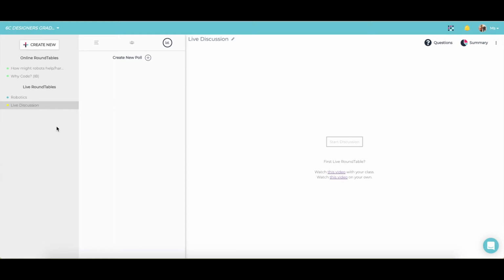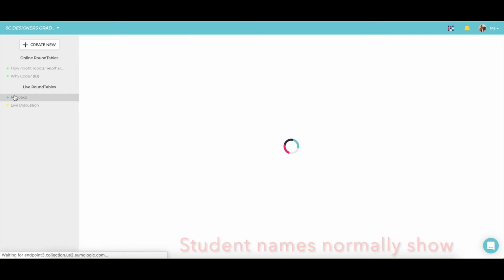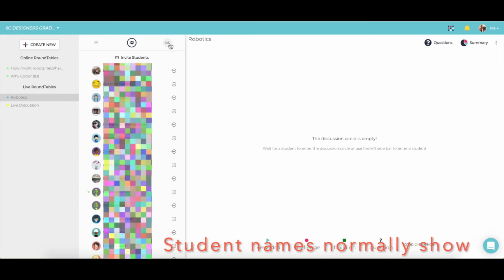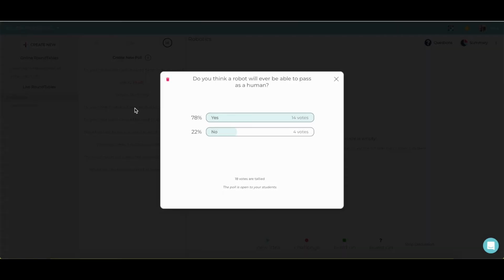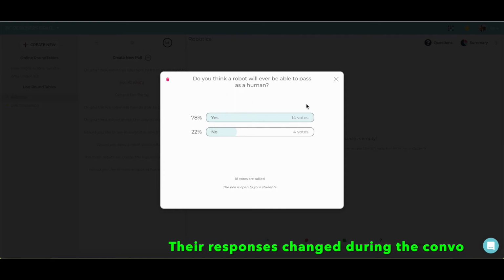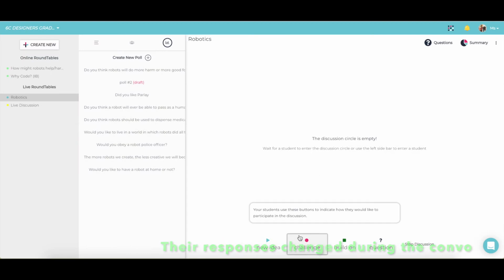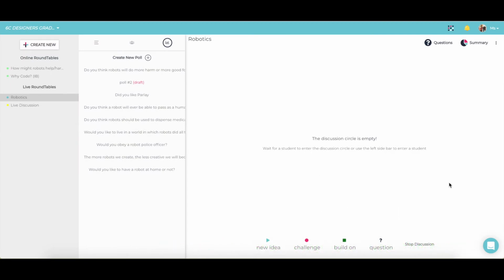So I'm going to pop into my actual one I had. The very first poll was, do you think that robots will ever be able to pass as a human? And then I got them to tap in. So they can choose new idea, challenge, build on, or question. Obviously in that very first part, they're going to do new idea or question. And then they're saying their idea.